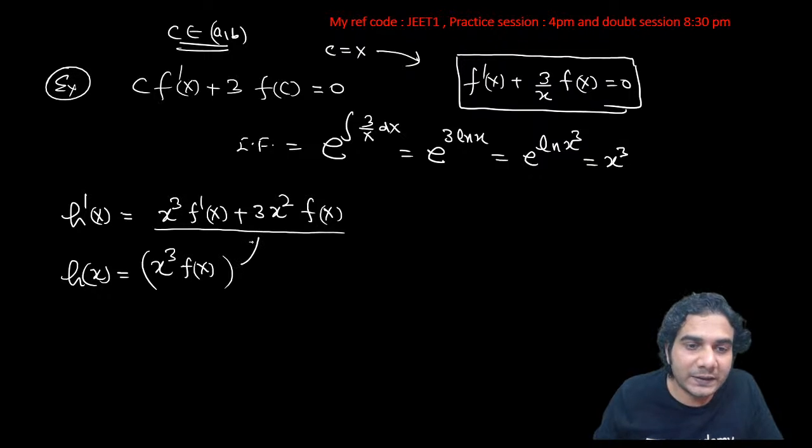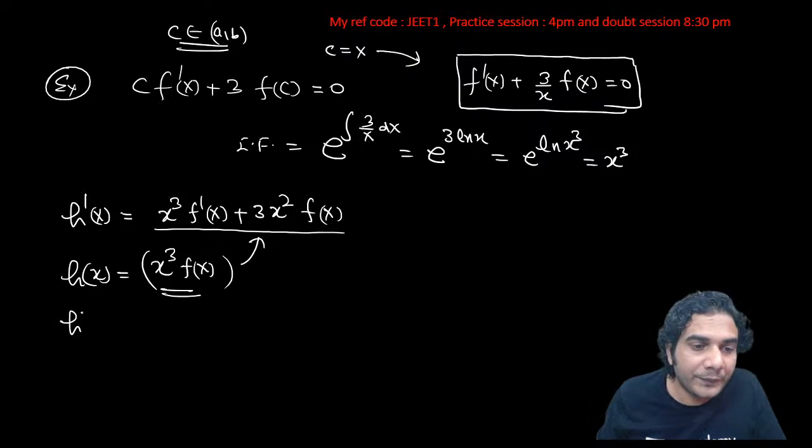You can see h dash x is nothing but this, right? So now just check whether Rolle's theorem is applicable to this function or not. Yes, of course, Rolle's theorem is applicable because h of a is equal to h of b is equal to 0, because f of a is equal to f of b is equal to 0. And x cube is a completely continuous and differentiable function for all x, so it will be continuous and differentiable for a to b also. f(x) is already given as a continuous and differentiable function, right?